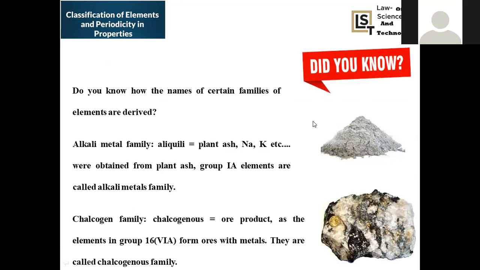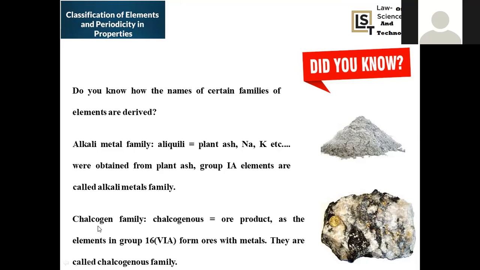And there are some facts we have to know regarding the elemental family names. Do you know how the names of certain families of elements are derived? Right? Alkali metal family. The first group elements are also designated as the alkali metal family. Alkali is nothing but plant ash. From this ash, most of the first group elements were extracted. That's the reason the name alkali metal was designated. Even in our body, you can find sodium and potassium. All living organisms are associated with these alkali metals, so these are most relevant to biological organisms. Alkali metal family.